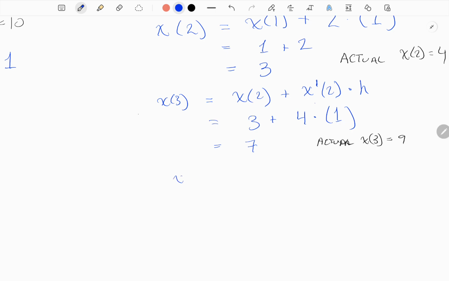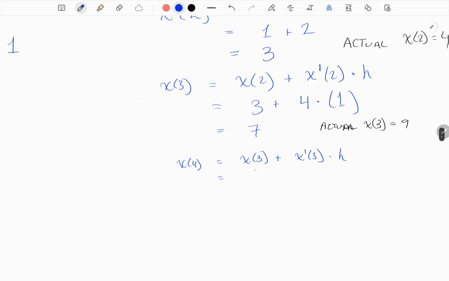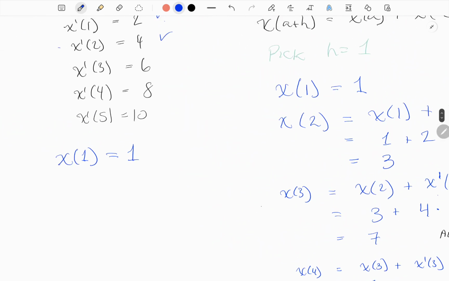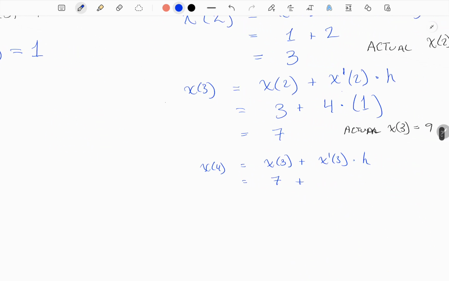Now let's do x at 4, which equals x at 3 plus x prime at 3 times the step size. What was x at 3? That's taken from the last point, 7. X prime at 3, if we look, is 6. And h is just a step size of 1. What is 7 plus 6? That's 13. But the actual x at 4 is 16.